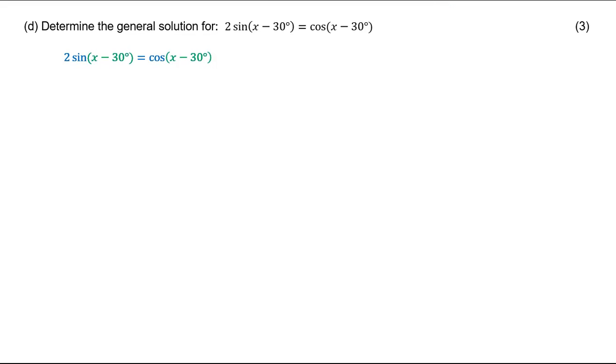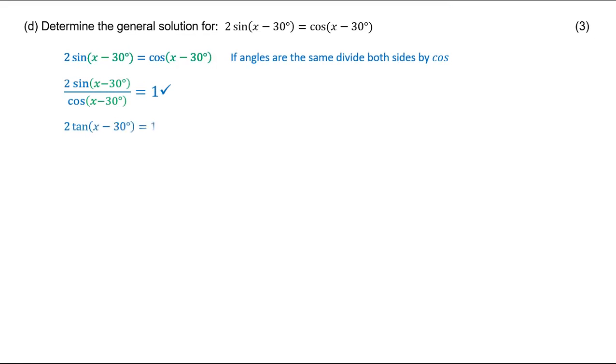Once you have cos and sine, which are two different ratios, and they have a common angle, you can just divide both sides by cos. And that will give you tan of that common angle, which is equal to 1. So why do I have 1 on the right hand side? It's because I said cos of x minus 30 divided by cos of x minus 30 is 1.